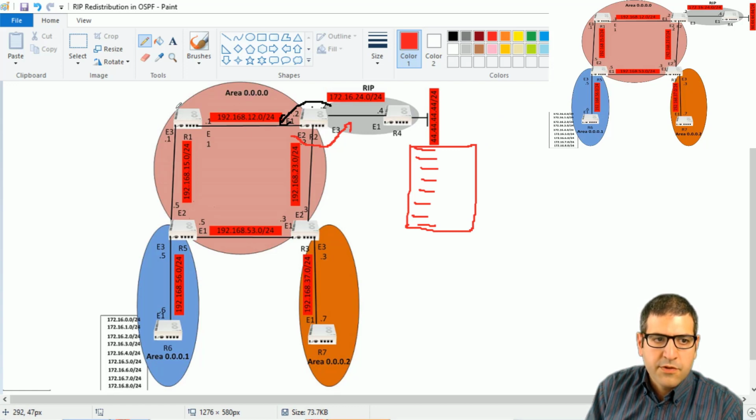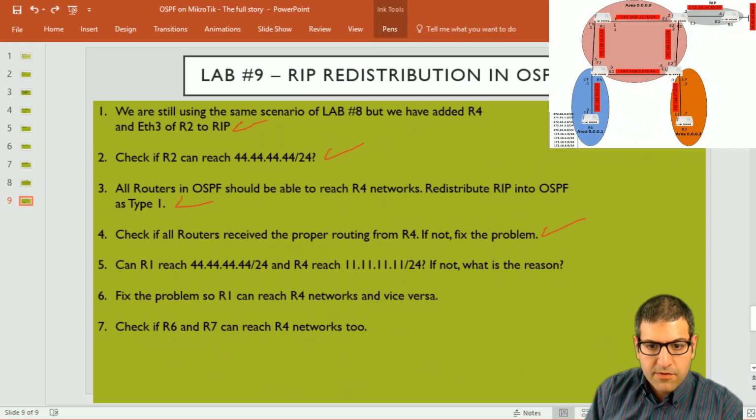So we see the bridge interface of router 1, the bridge interface of router 5, the network here, the network here. He will see everything we have in OSPF. Okay, so let's do that. So no, they cannot reach each other, and for what reason? Because we didn't redistribute yet the OSPF networks inside RIP. So fix the problem so router 1 can reach router 4 networks and vice versa.